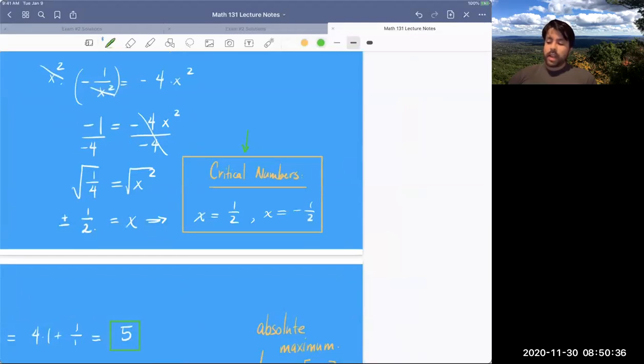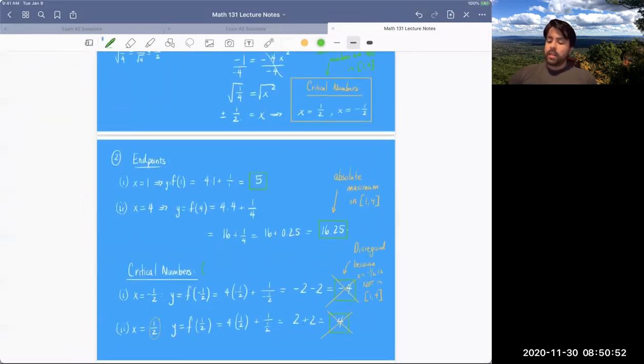We would say, hey, look, these critical numbers are not in the interval 1 through 4. So because of that, there's no need to find y values. We did it anyways, but we don't need them because the interval that we're considering does not include them. So we don't care about them. All we care about are actually the endpoints. So this is going to be my absolute min.